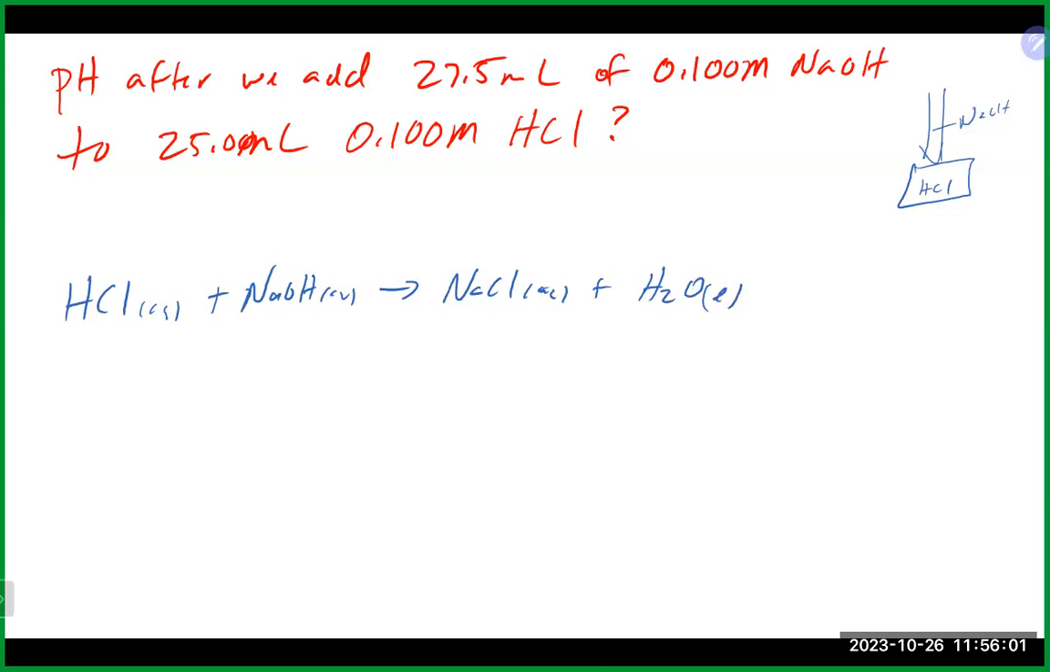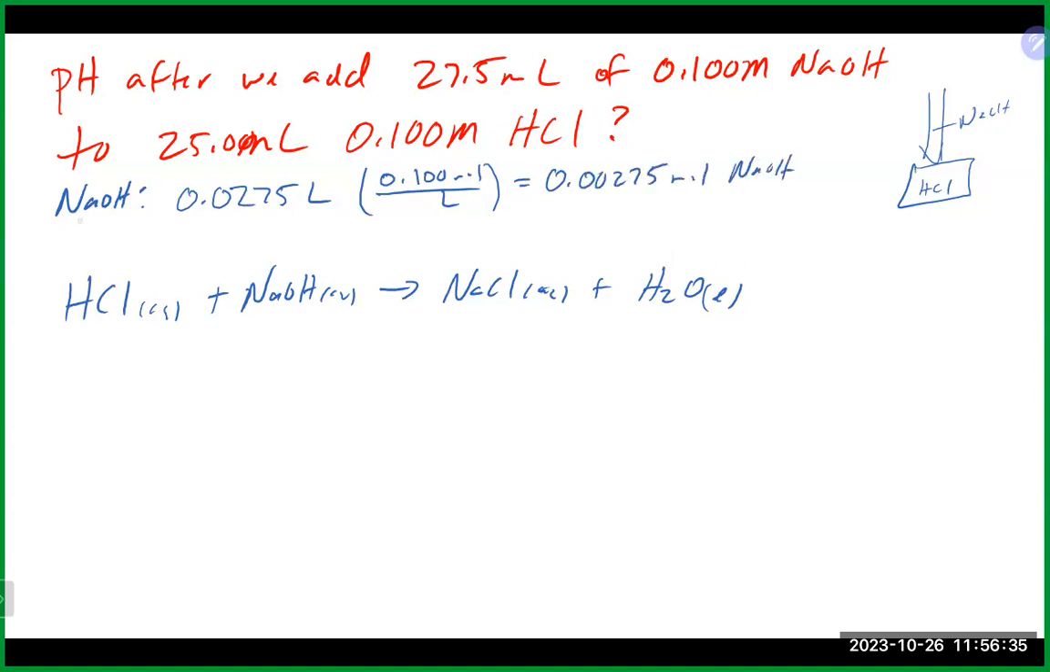Obviously, we are adding volume here, so we need to get everybody into moles. So for our sodium hydroxide here, we need to convert our volume into liters, divide it by 1,000, or move the decimal place 3 places to the left there. And we're going to times it by the molarity of 0.1 moles per liter. That's going to get us 0.00275 moles of sodium hydroxide.